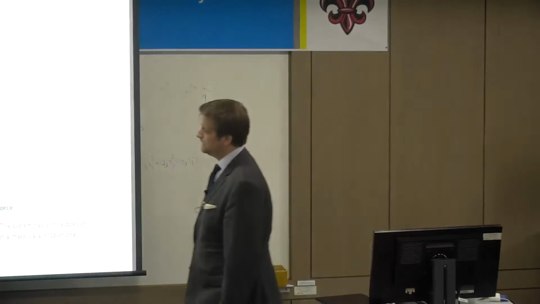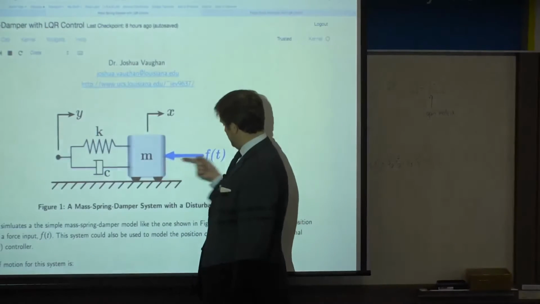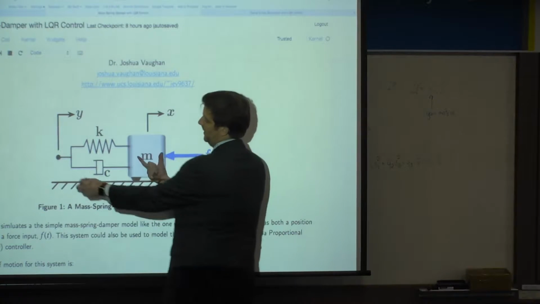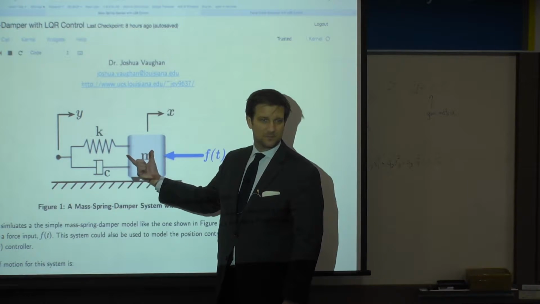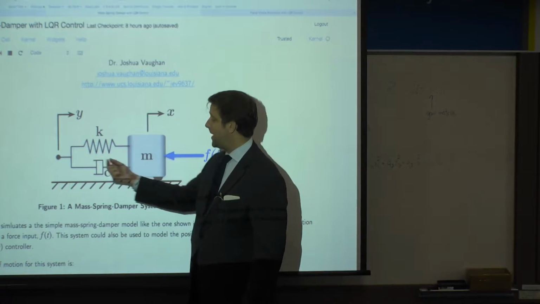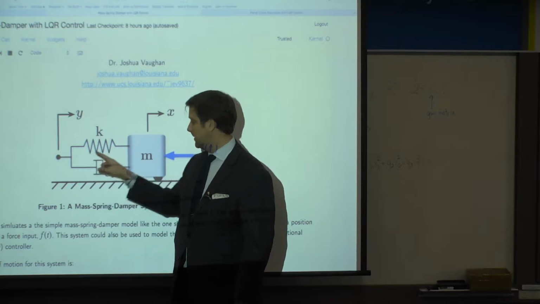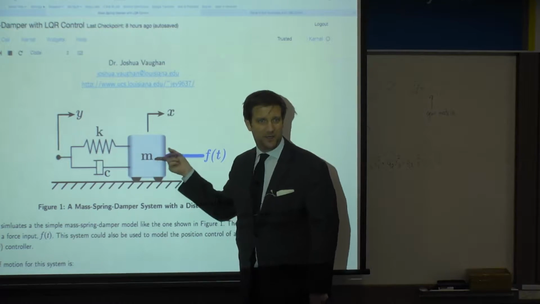So what we're going to look at is, no matter what this force is, I'm going to try to move Y to make sure X doesn't move. Right? So basically my controller is trying to pick a Y so that the spring and damper force balance out any kind of disturbance over here.